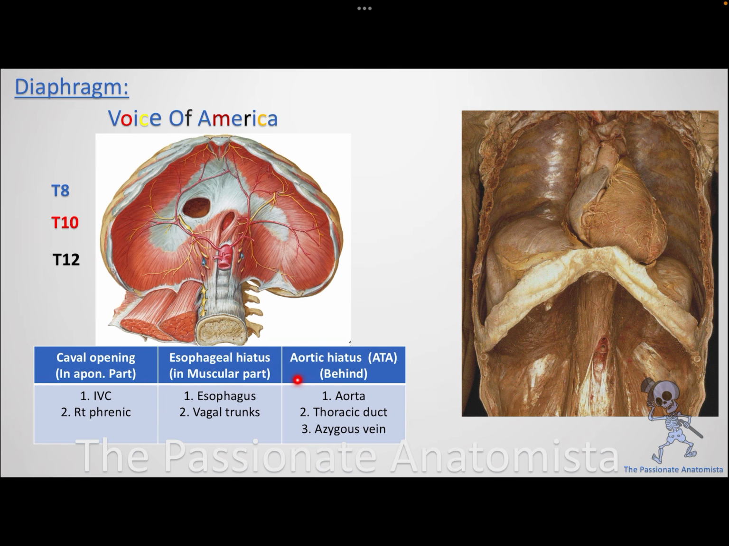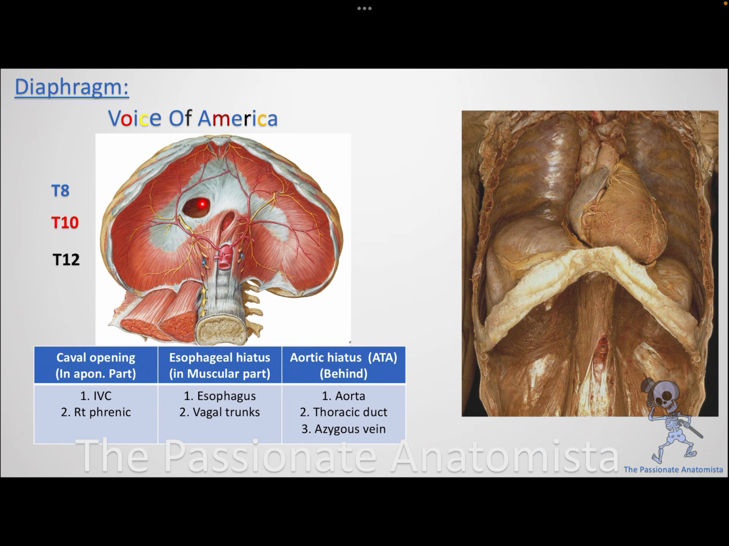We cannot have the aorta transmitted through the diaphragm, because you know that the diaphragm keeps contracting during breathing, and I cannot keep compressing the aorta with its high blood pressure. So it makes sense that the abdominal aorta is actually behind the diaphragm, the aortic hiatus, and by that you know the levels of these openings.